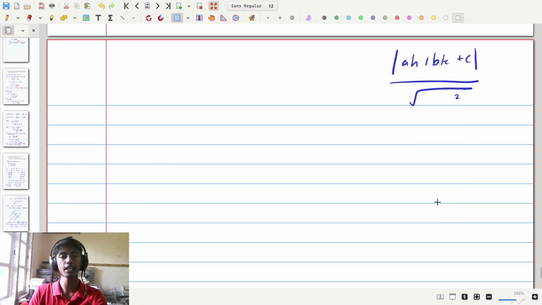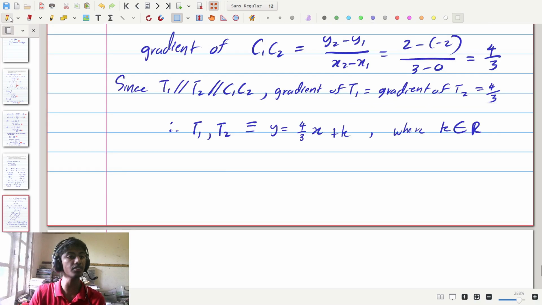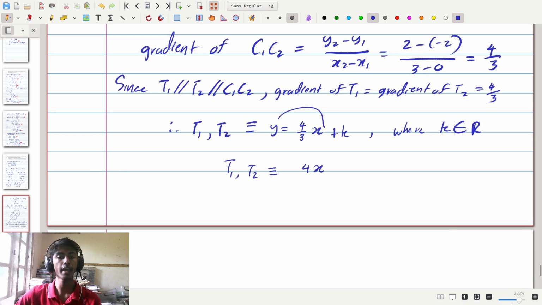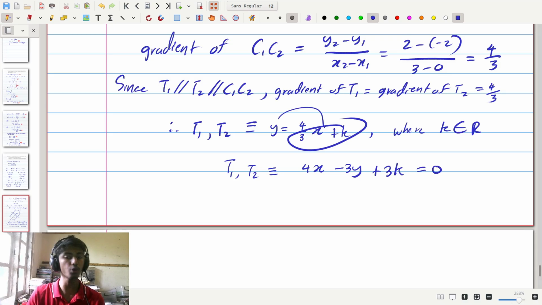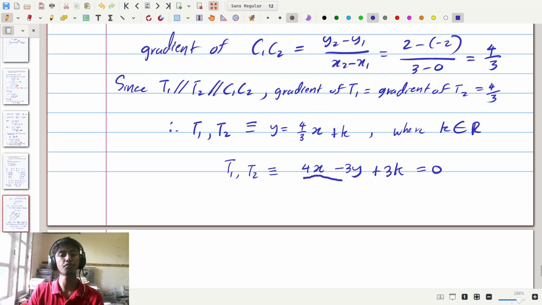So therefore, if we first convert this line into that form, we can do that by simply multiplying everything by 3 and taking everything to one side. So multiplying by 3, we get 3y, 4x here, and 3k. And taking the y to this side, we have T1, T2 being given by 4x and minus 3y, and then plus 3 times k. So minus 3y plus 3k equals 0. So therefore T1 and T2 in this form are given by 4x minus 3y plus 3k equals 0.